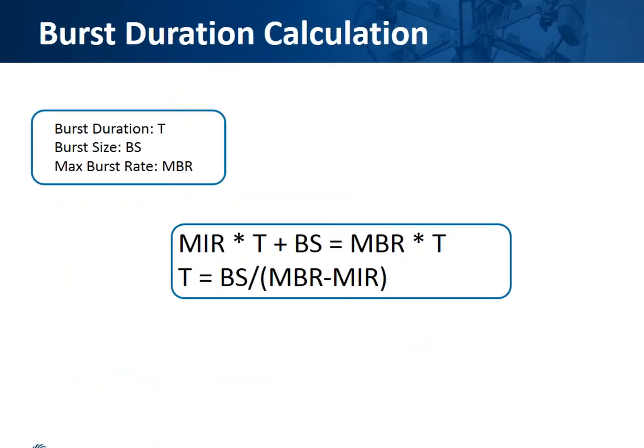So this is the formula that we have used for years, where it's the MIR times the burst duration plus the burst size equals the maximum burst rate times the burst duration, whereas the burst duration is equal to the burst size divided by the maximum burst rate minus the maximum information rate. Sometimes, especially for me, this was not the easiest thing to look at and compute. So we're going to work on giving you a real-world example and getting it a little easier.